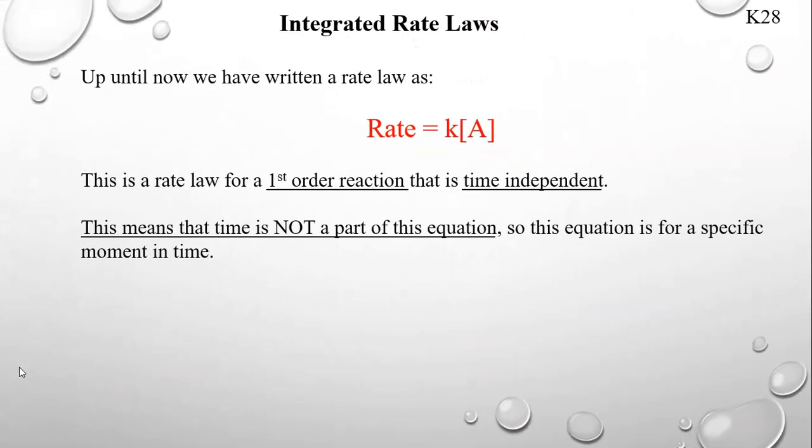Up until now, we have written a rate law as follows. This would be a first order reaction. Its rate equals rate constant K times the concentration of a reactant A. And you notice that time has nothing to do with this. So what you're seeing is the rate at a very specific moment in time. So this is the rate law for a first order reaction that is time independent. This means that time is not a part of the equation. So this equation is for a specific moment in time.